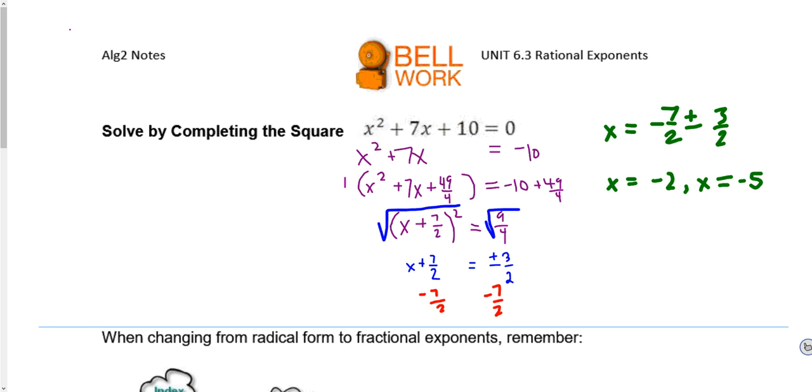So in the green over here, you've got negative 7 over 2 plus 3 over 2. That ends up giving you negative 4 over 2. But if you reduce that, it's negative 2. And then you've got negative 7 over 2 minus 3 over 2. That gives you negative 10 over 2. And then if you divide that out, it gives you negative 5. And again, if you would have just factored it, you would have got x plus 2, x plus 5, because that's just a simple ABC.